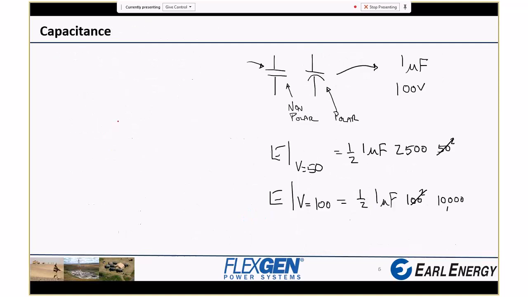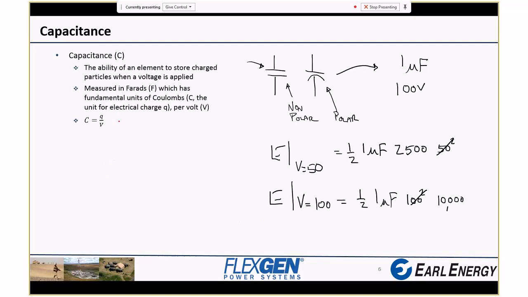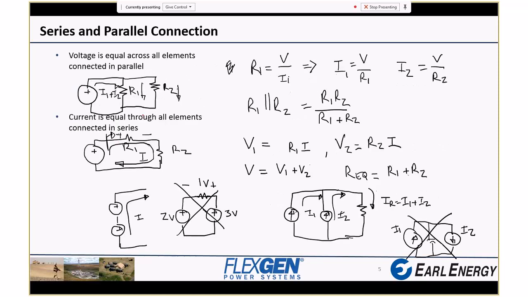We talked about series and parallel connection of resistors, again deriving these relationships directly from Ohm's law, and with the definition of the voltage and current in parallel and series.